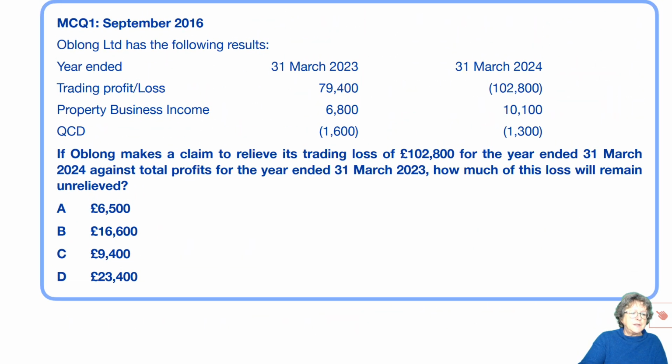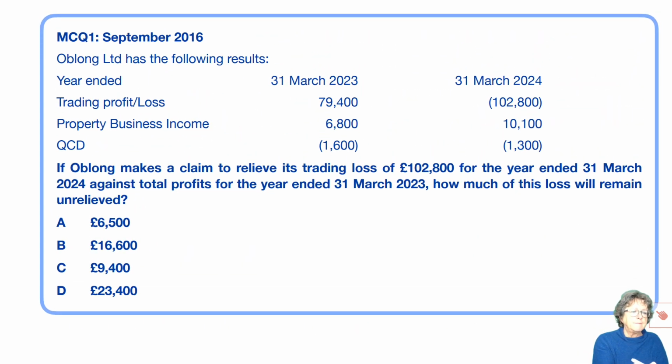So let's have a look at this little multiple choice question before we finish. So Oblong has the following results. In the year to March 23, we had a profit, we had some business income and a QCD. And in March 24, a large loss, some property business income and a QCD. If Oblong makes a claim to relieve its trade loss of 102,800 in the year ended March 24 against total profits in 23, how much loss is relieved or not relieved that needs to be carried forward?